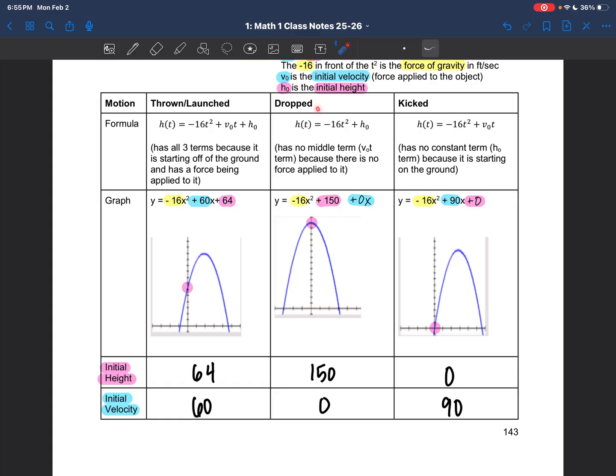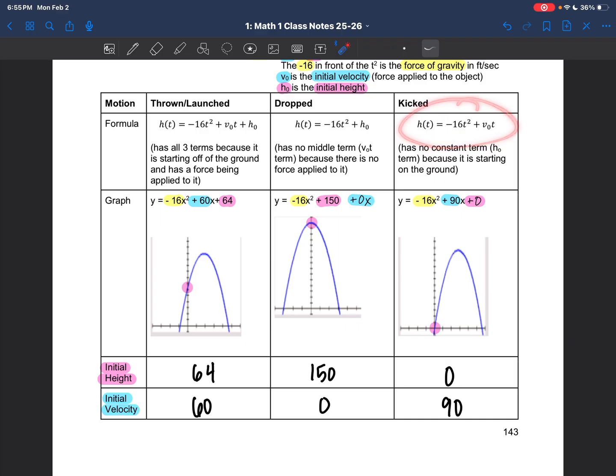And then if it's dropped, you're going to see it with just the initial height. So this had the velocity and height. This one's just height. So there's no middle term because there's no force applied. So this is the initial height, which is your C value. And again, remember, there's no velocity, so we leave that as 0. So we know our initial height is 150 and our velocity is 0.